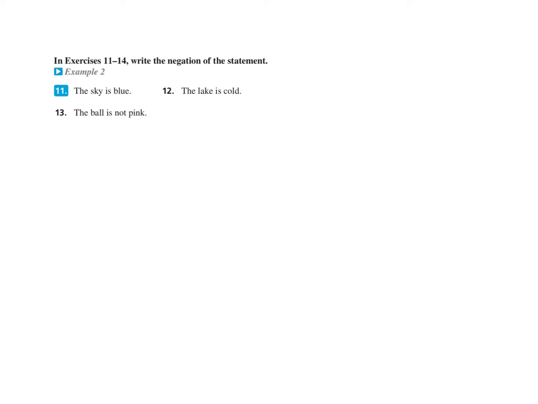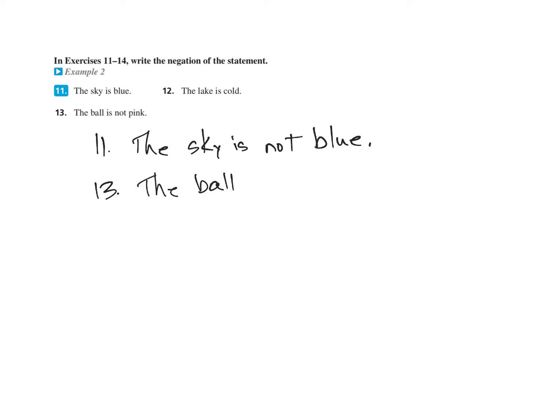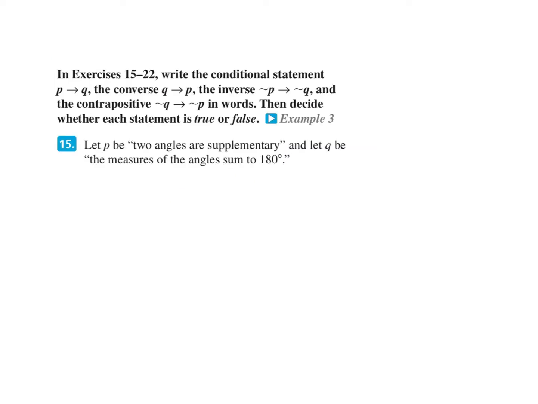All right, so the negation, number 11. The sky is blue. All right, the sky is not blue. That's the negation. Number 13, the ball is not pink. The negation would be, the ball is pink. That's what negation means. Next.